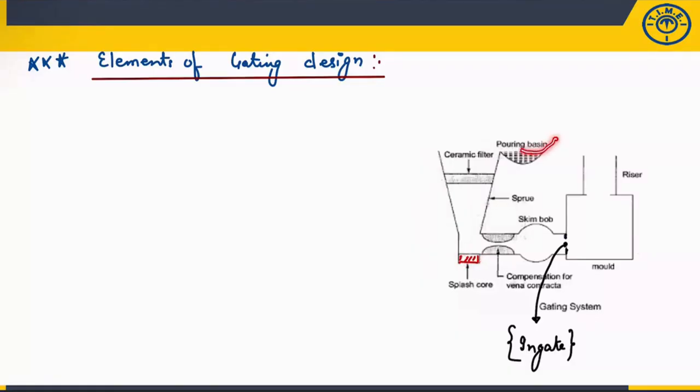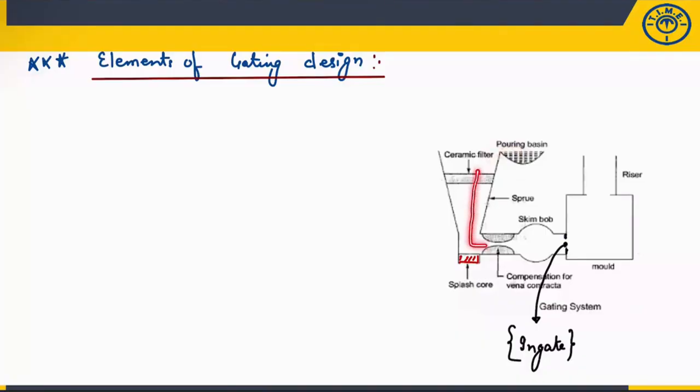Now, once you have poured the liquid molten metal and it is entering from the pouring basin to the vertical channel, that is the sprue, we have provided one filter so that any kind of impurity in the liquid molten metal can be removed. This is called a ceramic filter. Why is it made of ceramic? Because you know that molten liquid material has a high temperature. So to bear that temperature, we have to make the filter from a particular material which can sustain the high temperature of molten metal.